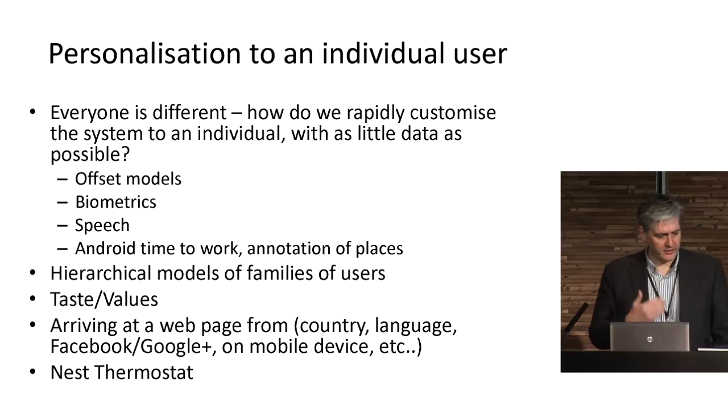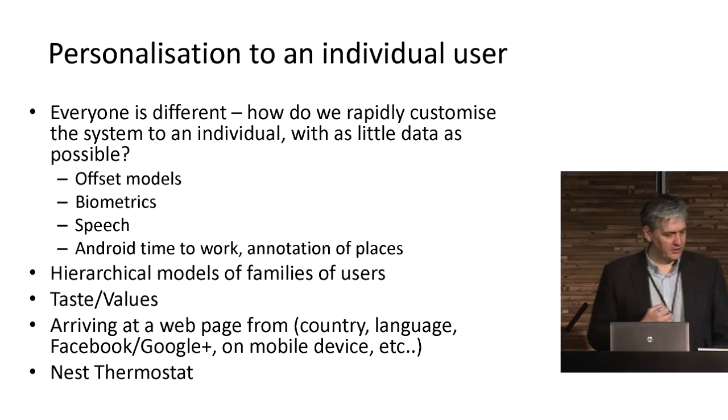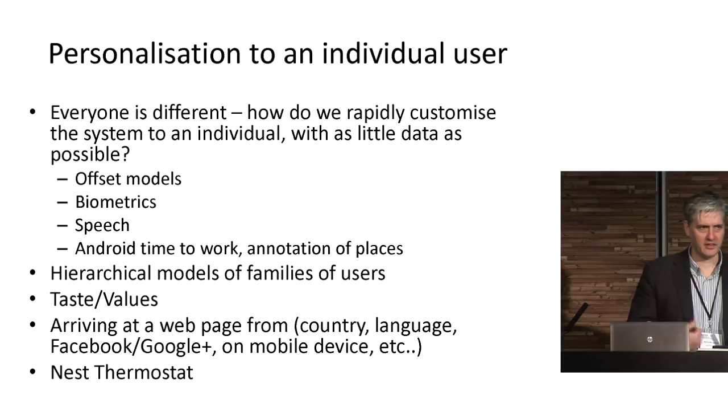And there's a range of things that you can look at with that. You've got offset models for touch screens, which we'll look at in a few minutes. There's biometrics, which could be used to infer, is this the right person? Are they allowed to get this? Speech information, and things like Google Now and Android, it learns where you typically seem to go during the day, where you spend the night, and it views one of these as home, one of these as work, and starts to infer, okay, usually you get up and you do this at this time of day, here's some information about the traffic.